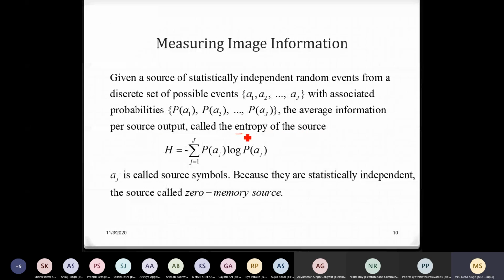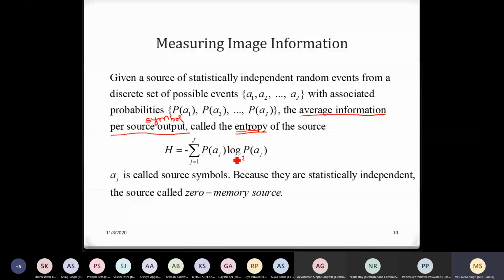Now the important thing is entropy. Entropy is referred to as the average information per symbol, per source output. So if this is my source which gives out symbols A1 to AJ, each with the probability PA1, PA2 till PAJ, the entropy is defined as probability times the log of its own probability. This is all to the base 2, right? So we have a symbol, let's say A1, then whatever is the probability PA1 multiplied by log of PA1.